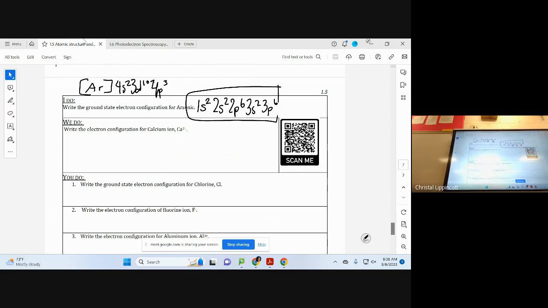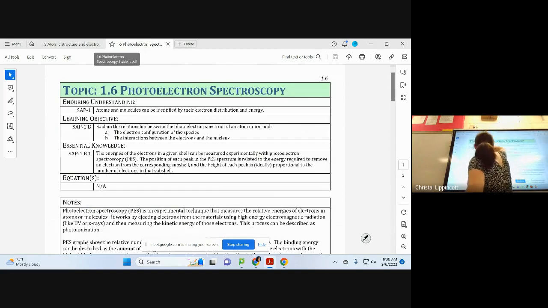All right. Last but not least, photoelectron spectroscopy. You ready? I gotta erase all of this. My shoulder's getting a workout today, y'all.